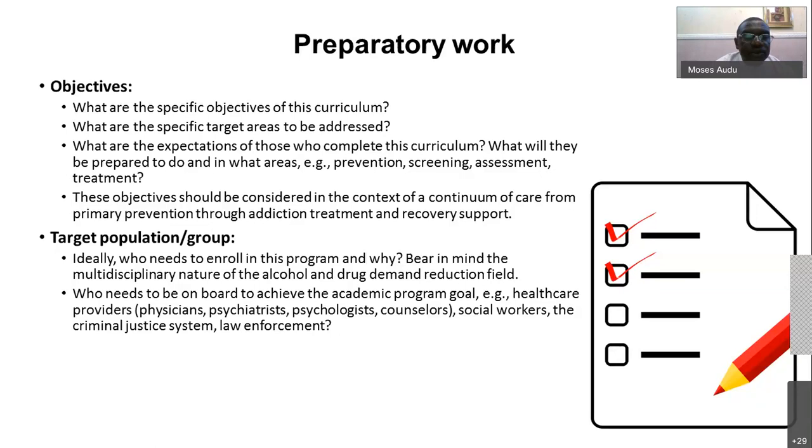Who needs to enroll in this program and why? Nature of the alcohol and drug demand reduction. And who needs to be on board to achieve the academic program? Care providers, physicians, psychiatrists, psychologists, counselors, social workers, the criminal justice sector. So we need to ask the question, when we are conducting this.